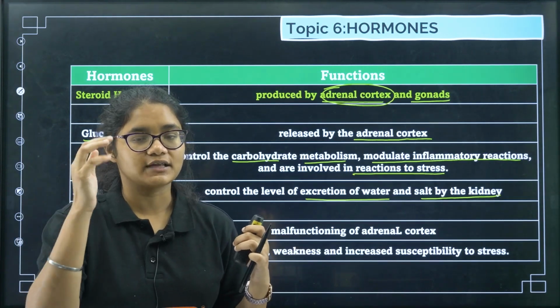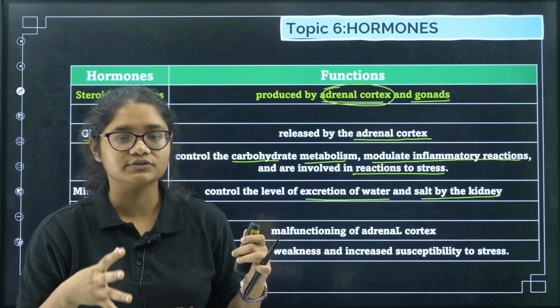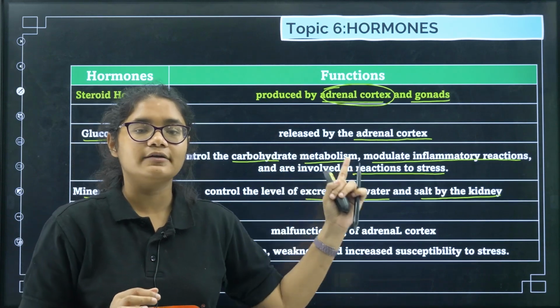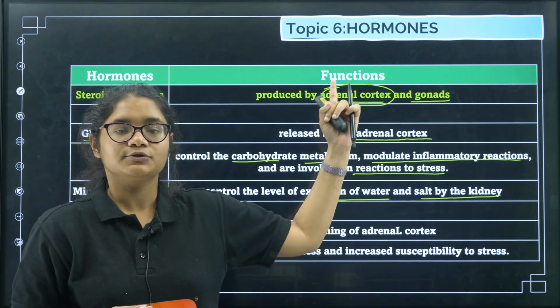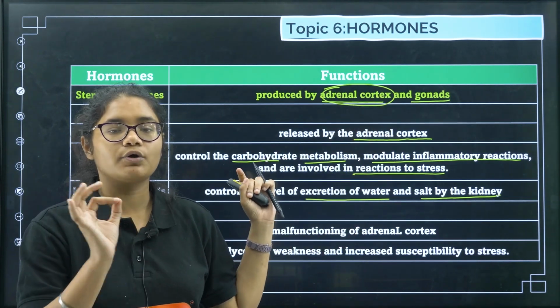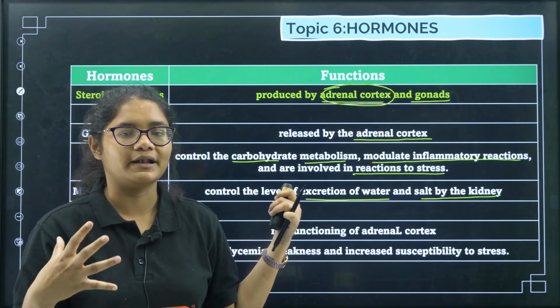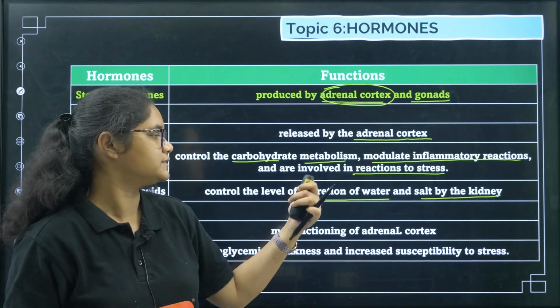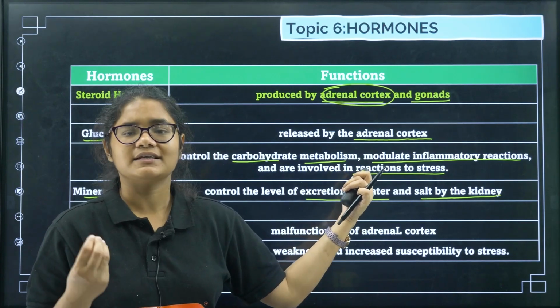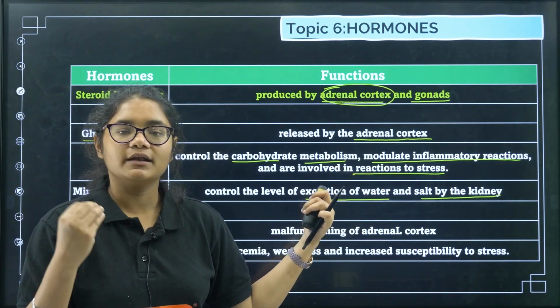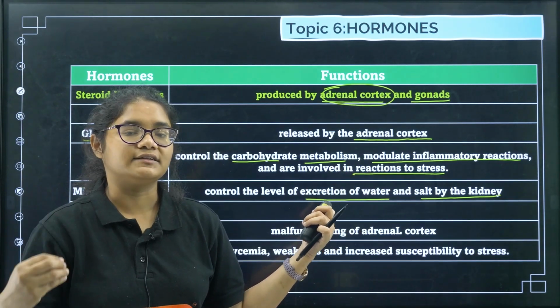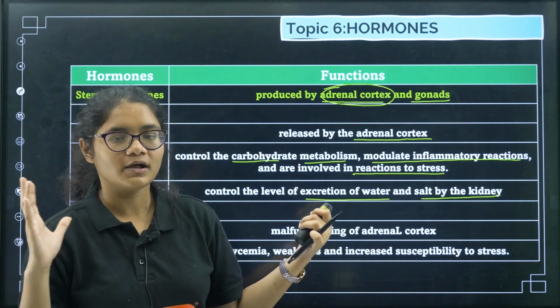Under steroid hormones, these are those hormones which are released by the adrenal cortex and gonads. So the adrenal cortex releases glucocorticoids and mineralocorticoids. Glucocorticoids maintain your carbohydrate metabolism, inflammatory reactions and reaction to stress. Mineralocorticoids maintain the excretion of water and salt from the kidney.